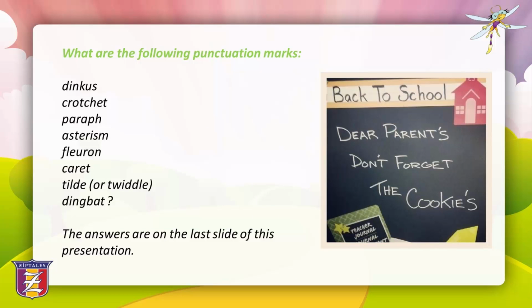Do we know it all? Surely this is easy stuff. Well, a quiz. What are the following punctuation marks? Dinkus, crotchet, paragraph, asterism, fleuron, caret, tilde or twiddle, dingbat. The answers are on the last slide of this presentation. More importantly, do we all have total control over this convention?